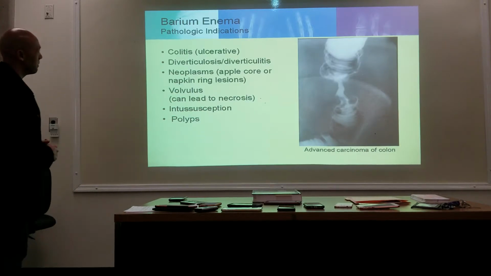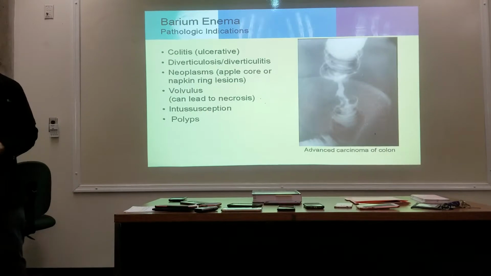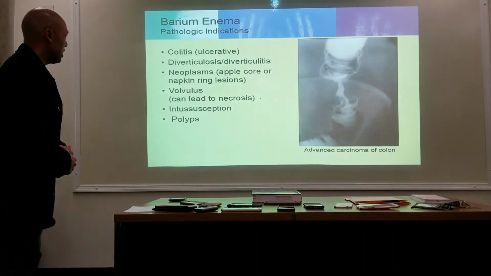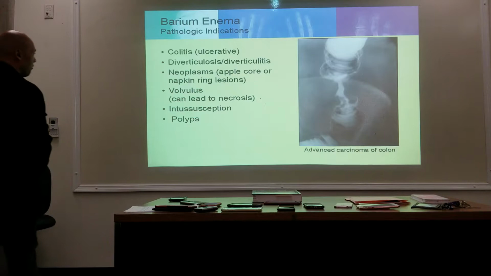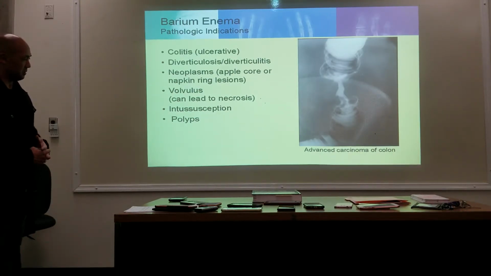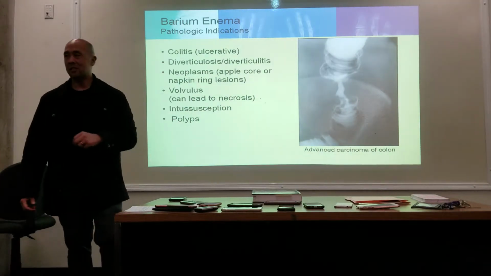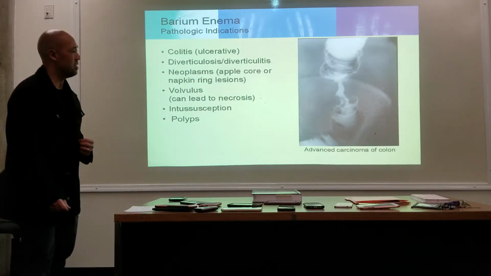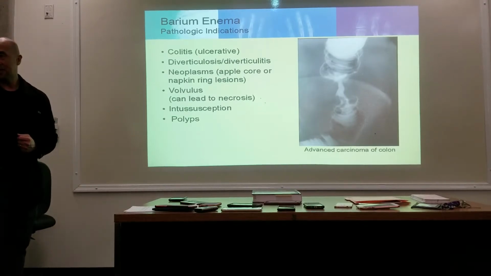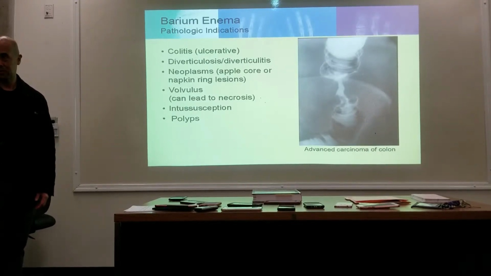Purpose of doing a barium enema includes ulcerative colitis, diverticulosis, diverticulitis, neoplasms, volvulus, intussusceptions, and also polyps. So here we have an advanced stage carcinoma of the colon. When they discuss neoplasms and it has that look, it's called an apple core or a napkin ring, indicative of cancer. And it can either be a partial obstruction or a total obstruction that can be caused by that cancer.